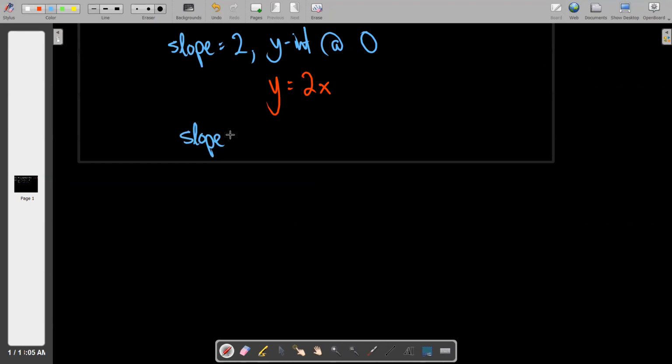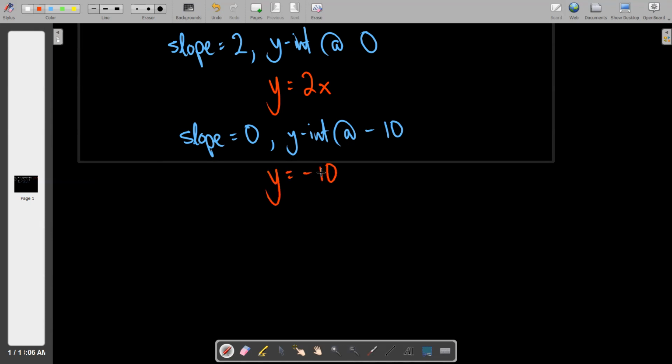What if I gave you a line and I told you that its slope was 0 and its y-intercept is at -10? That's interesting. What kind of a line has a slope of 0? Horizontal. You're right, horizontal. And how do we write equations of horizontal lines?